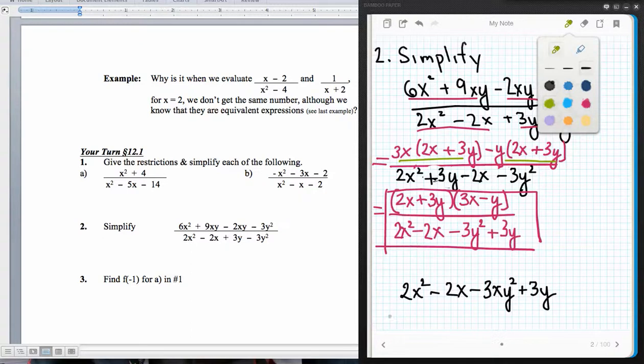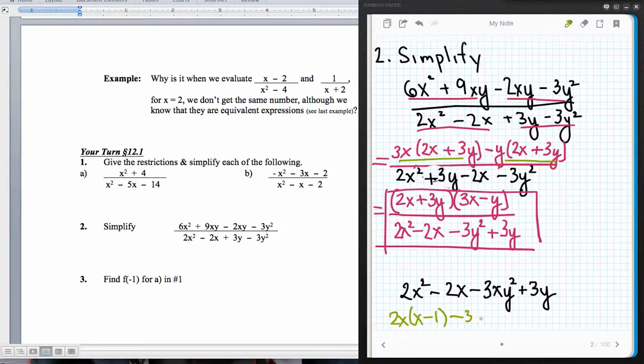I would have taken a 2x out of the first two terms, and that would have left me with an x minus 1. And then out of these two, I need a positive minus. So I'm going to take a negative, and I'm going to take a 3y out of those. Oops, this one would have needed to be a y. So, sorry, make this one just a y. It should have been an xy term instead of a y squared term.